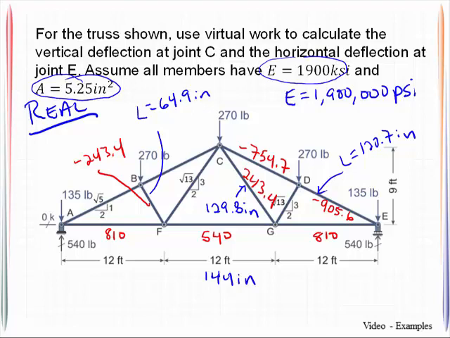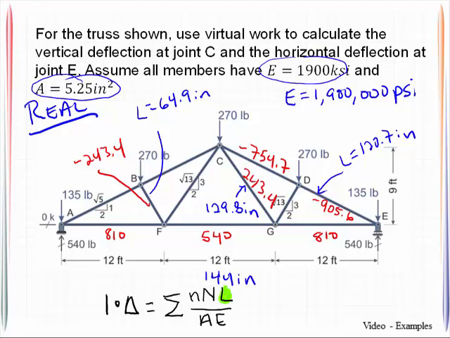And then let's note that all of our members have a cross-sectional area of 5.25 inches squared. Recall that the virtual work method for calculating deflections is of this basic form that says the virtual load 1 multiplied by delta, the desired deflection that we're trying to find, can be computed by taking a summation of the bar forces due to the virtual load, little n, times the bar forces due to the real load, big N, times the length of the member, all divided by its cross-sectional area and modulus of elasticity.